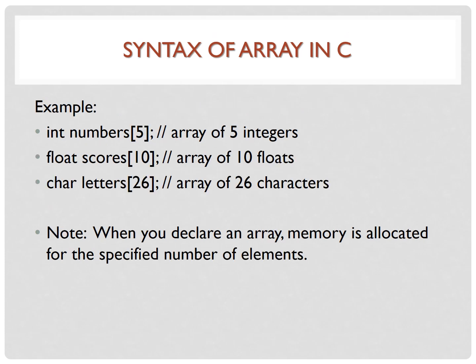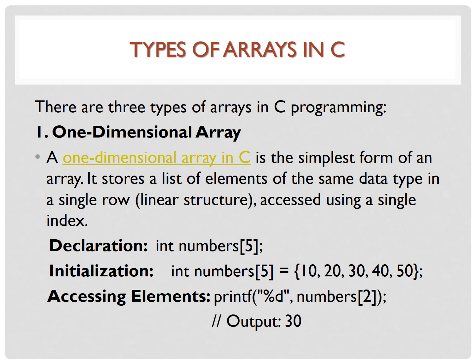For example, int numbers[5] is an array of 5 integers. float squares[10] is an array of 10 floating point values. char letters[26] is an array of 26 characters. And we have to note that when you declare an array, memory is allocated for the specified number of elements. The array allocates space for 5 integers and initializes them.